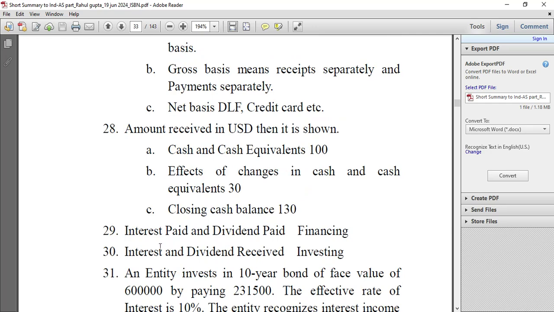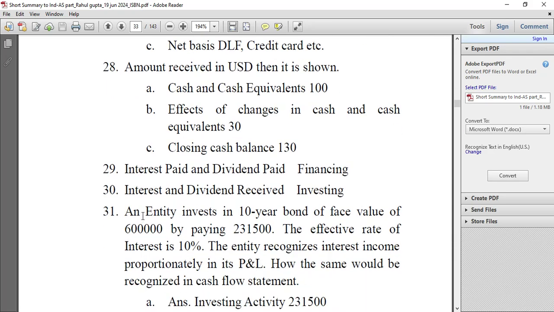Interest paid and dividend paid are financing activities. Interest and dividend received are investing activities. You can remember by the synonym of PF. PF means paid is financing, and dividend received is investing.